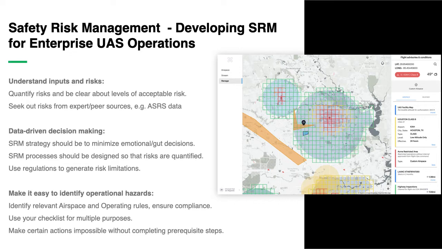And one of the best places, or one of the first places you should be looking about how to look at your risk limitations, is the regulations. The regulations will tell you a lot about what you need to be measuring and what you ultimately can be held accountable for. And lastly, make it easy to identify operational hazards. So, for example, make sure that you are able to identify relevant airspace and operating rules to ensure that you're compliant on all of your flights.